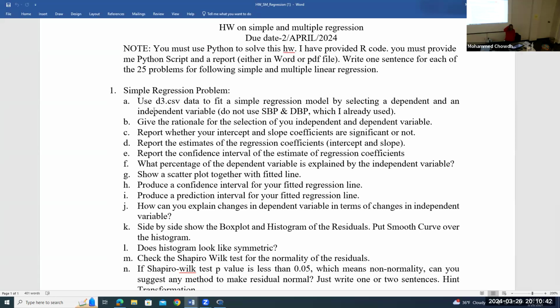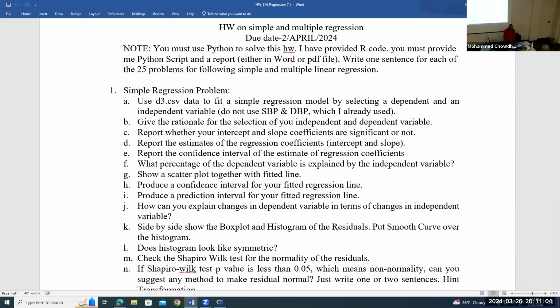Do not use SBP and DBP, which I already used. Okay. You use another one. So then first one, what will be your answer? I read the D3 data and I use triglyceride as my dependent variable and weight as my independent variable. That will be the answer.